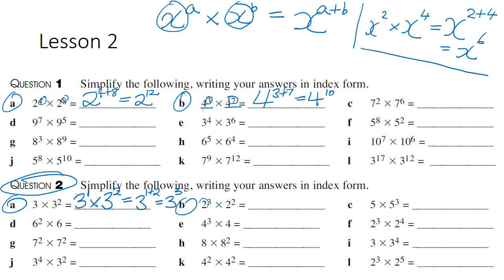Let's do question B. Same base. If I multiply them together, I just need to add the power. So 2 to the power of 3 plus 2, which means my answer would be 2 to the power of 5. I'm going to let you do the rest.